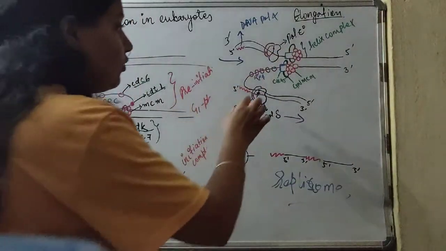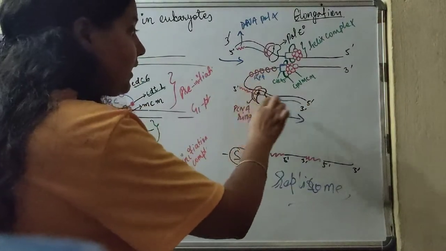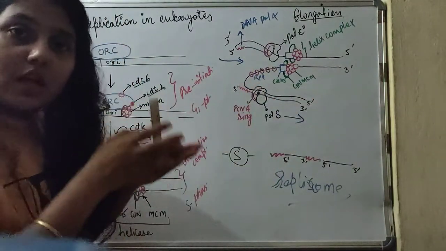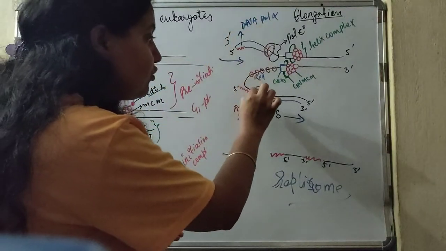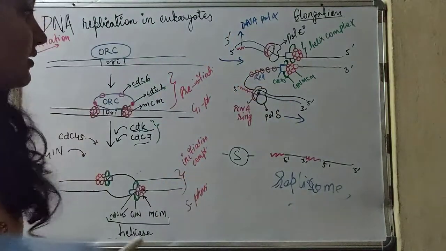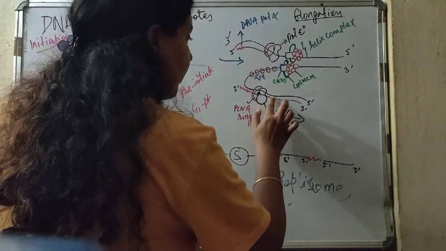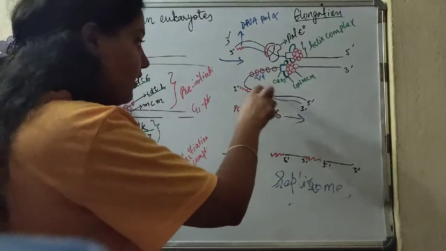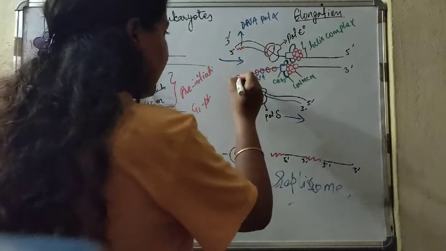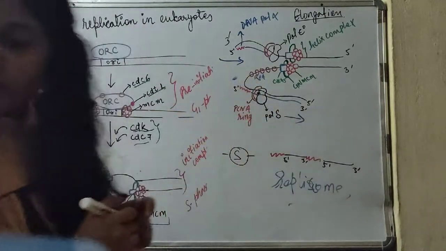Now what happens? Every time this comes and turns, the primase, DNA polymerase alpha, needs to anneal the primer. Let's make it here. For example, this polymerase has shifted here. Now we will add another primer here.